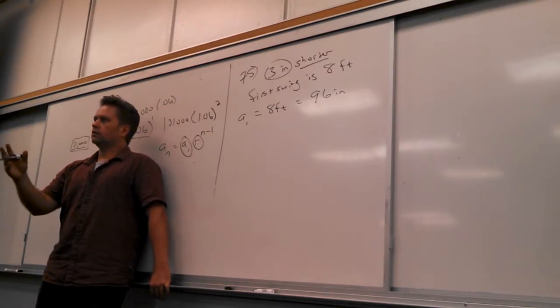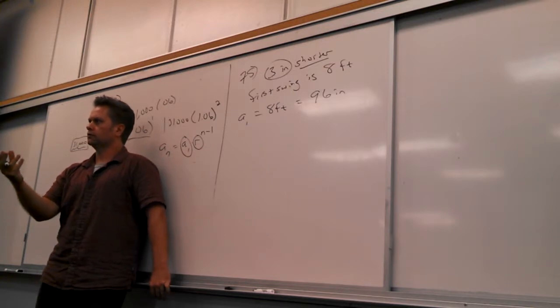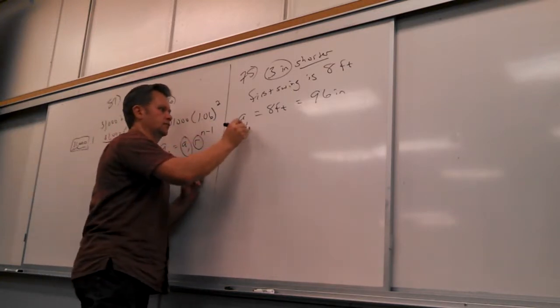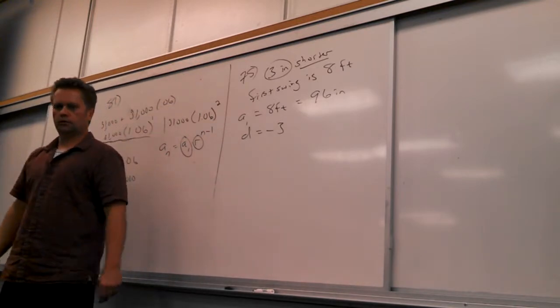And what's D? Since we know it's arithmetic, it's got to be the D. The difference. -3. It's negative because it's decreasing every time, right?